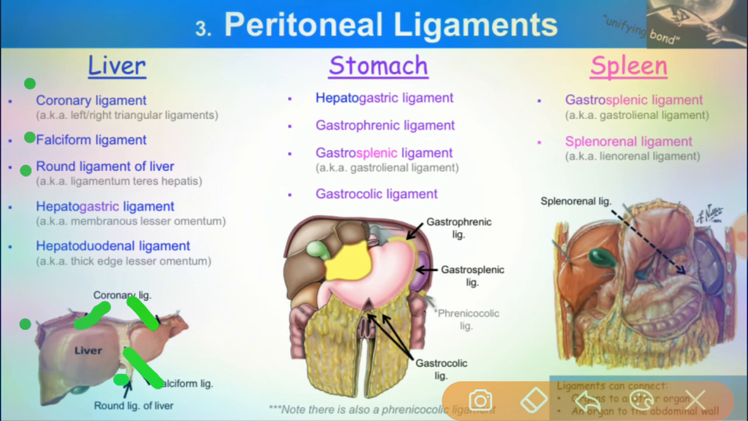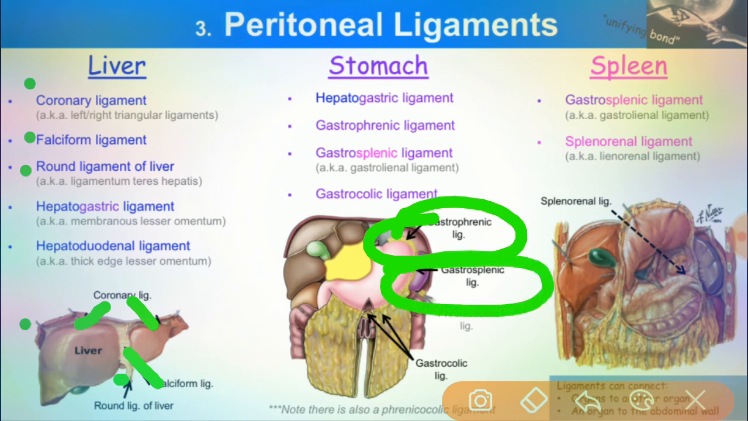Then coming to the stomach, there are 4 types of ligaments. First one is the hepatogastric ligament, and the gastrophrenic ligament. See here the gastrophrenic ligament, then the gastrosplenic ligament. So this is the gastrosplenic ligament. Then the gastrocolic ligament. So this is the gastrocolic ligament.